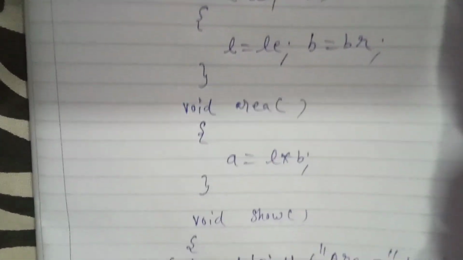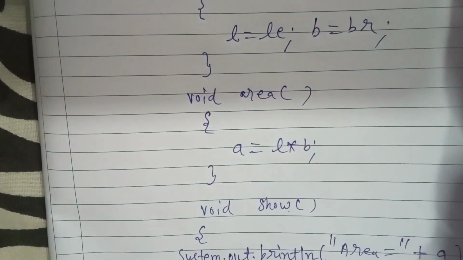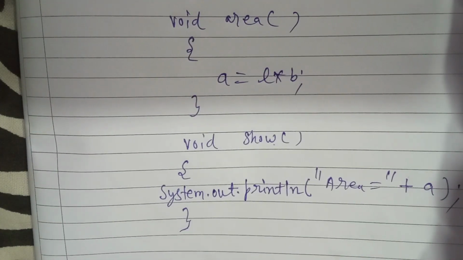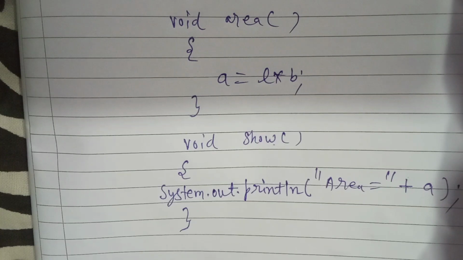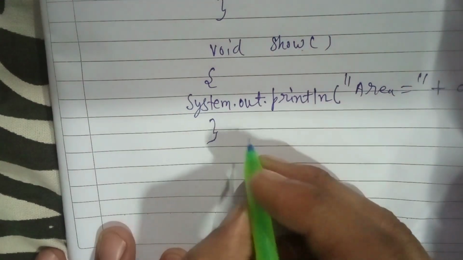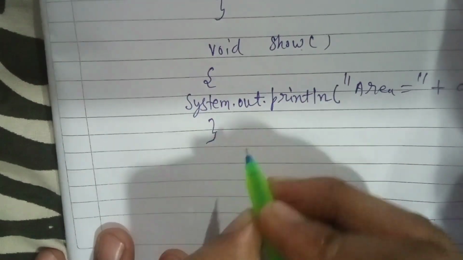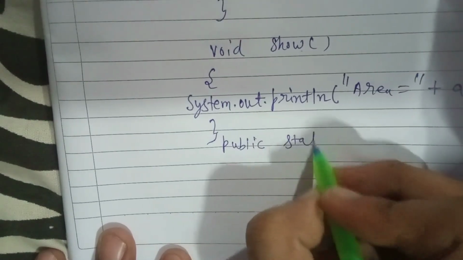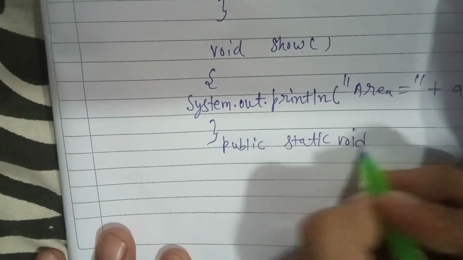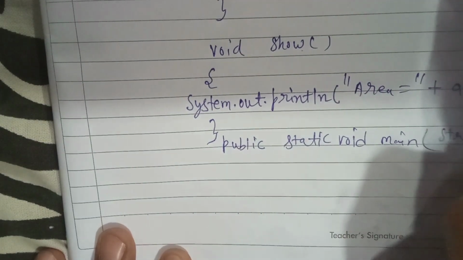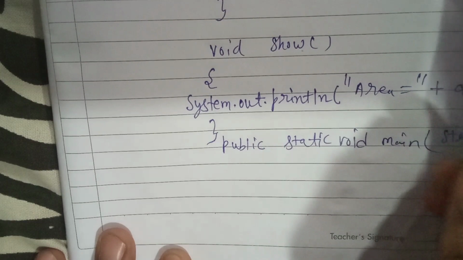Then after we have created two methods, one for calculation of area, one for displaying the area. Okay, it's time to create the main function and create the object of the class. So let's see that. Okay, now I'm going to do that work. So for that, let's create public static void main, that is the main function, and then the rest of the arguments that we always write, String args.